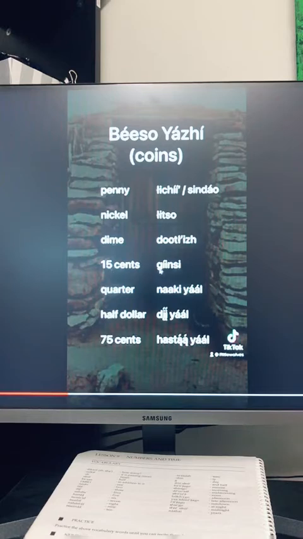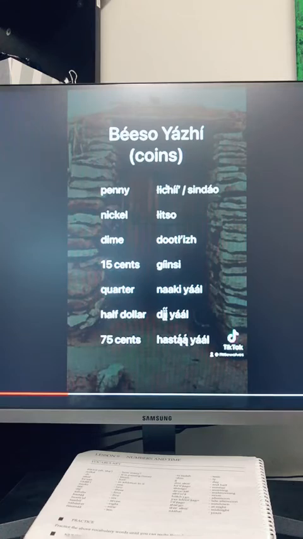Quince. Now that one I know comes from Spanish. So the Spanish translation for 15 is quince. So it's like the same thing. It's just spelled with Navajo phonetics. Quince. Quarter, na kiyal. $50, dinyal. 75 cents, hastanyal.